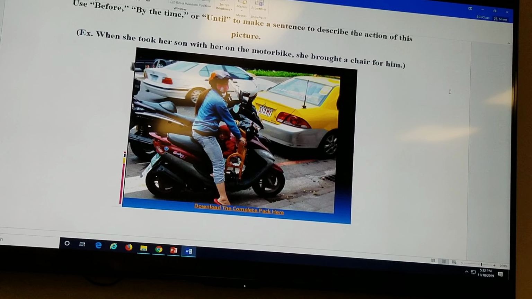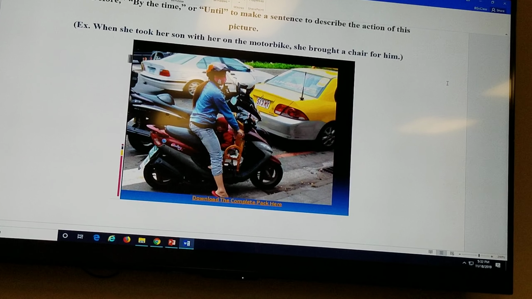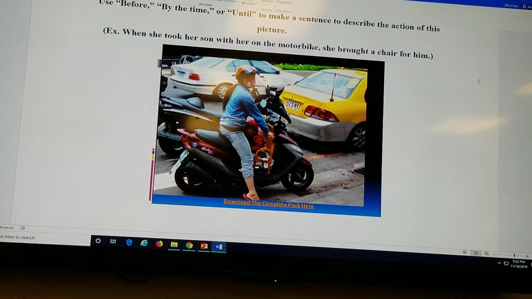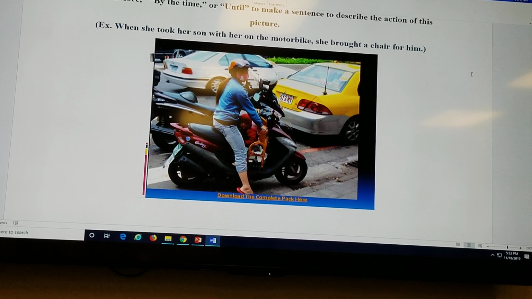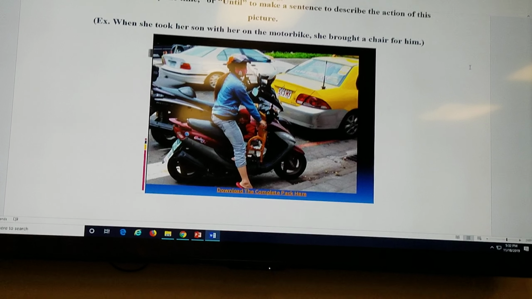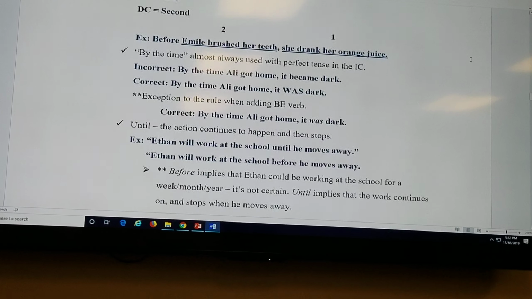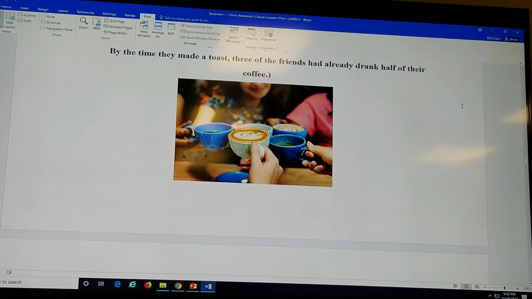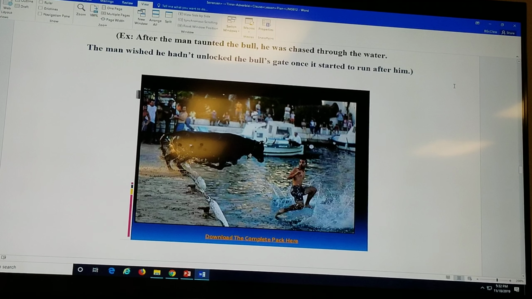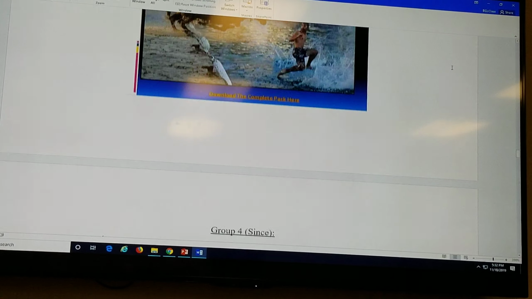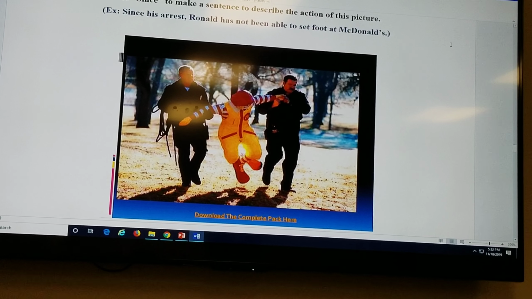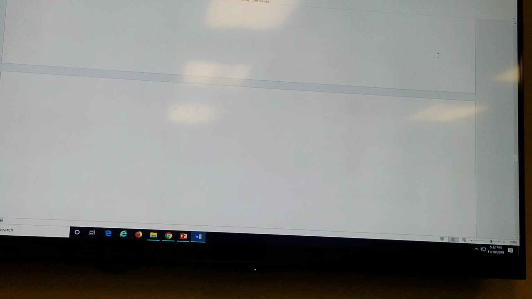So for this one you might come up with, when she took her son with her on the motorbike, she brought a chair for him. Something like that. Maybe you have students that get it right away and can add in their input. Maybe you egg them on a little bit and form some structure for them, and then they help you out. But yeah, I have that and that picture. This man is getting chased by a bull. So maybe, after the man taunted the bull, he was chasing the man. Since the arrest, Ronald has not been able to set foot in McDonald's. Stuff like that.